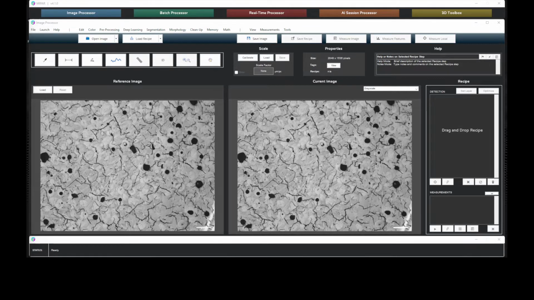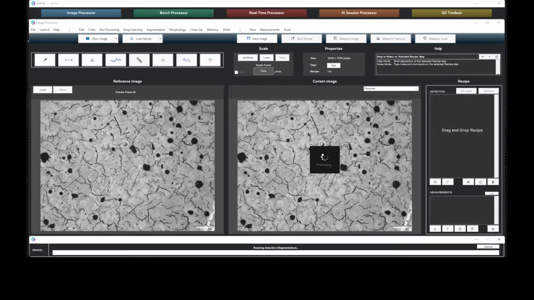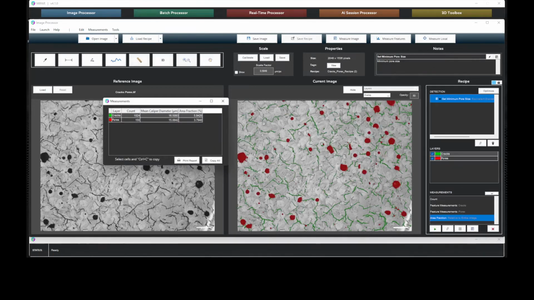In the past, identifying crack and pore size would be achieved by manually annotating the defects and measuring the point-to-point size. As we apply the recipe, we see that MIPAR is able to quickly and accurately detect the defects and output the count, size, and area fraction.